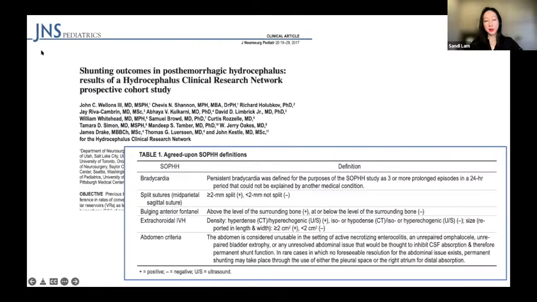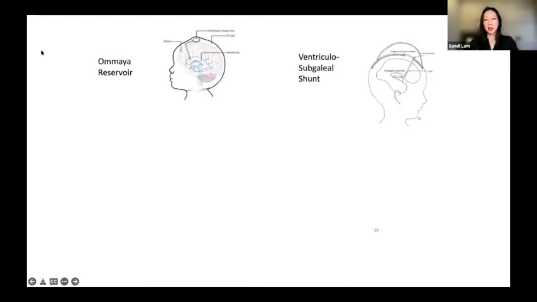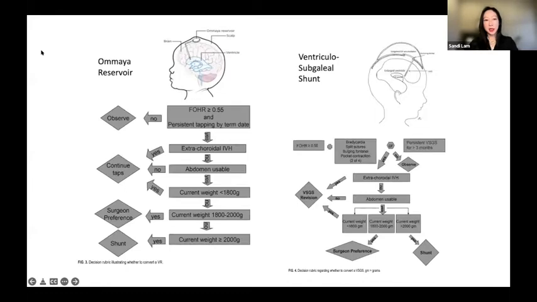So, a very brief overview of the Hydrocephalus Clinical Research Network and what they've looked at in terms of temporizing studies. In summary, looking at criteria for when to intervene, there was really not much difference between serial tapping or subgaleal shunt in terms of conversion to ventriculoperitoneal shunt or infection outcomes. So these are the different options that are described and the different criteria set by the HCRN, and we adapted those.